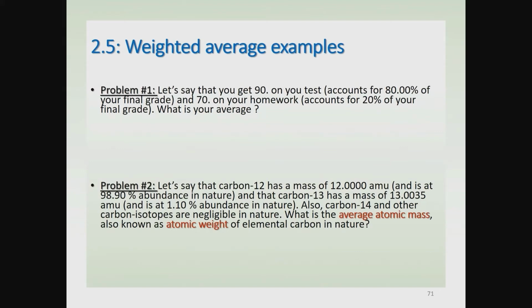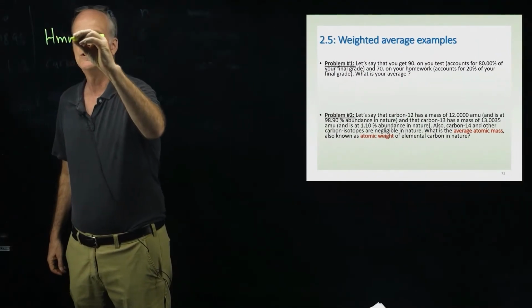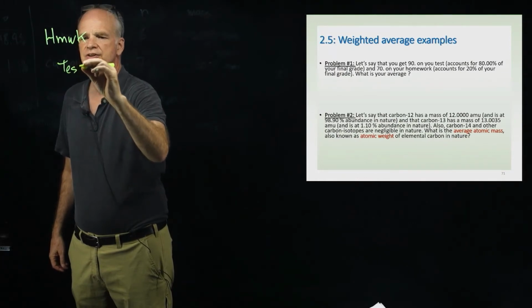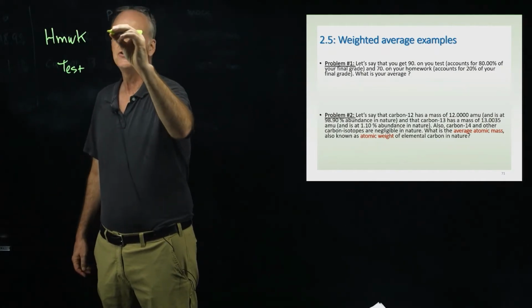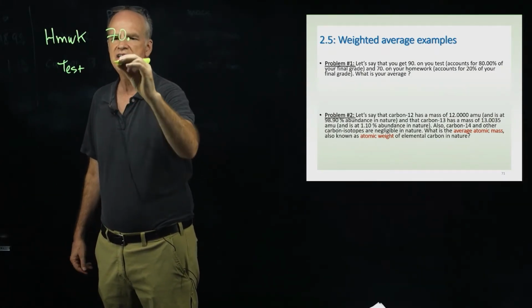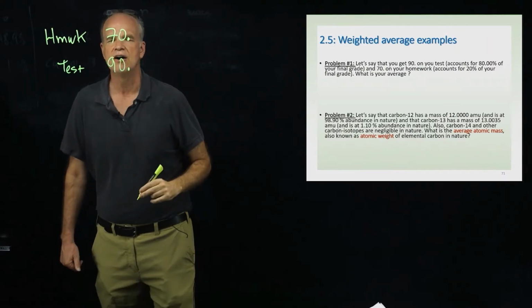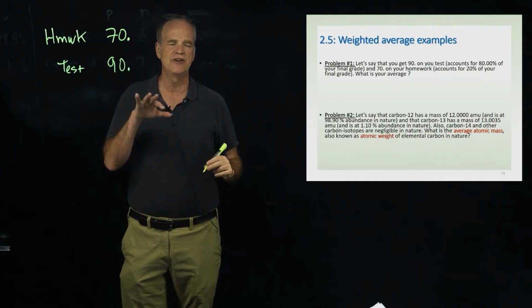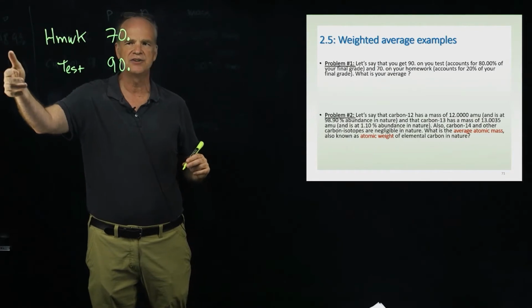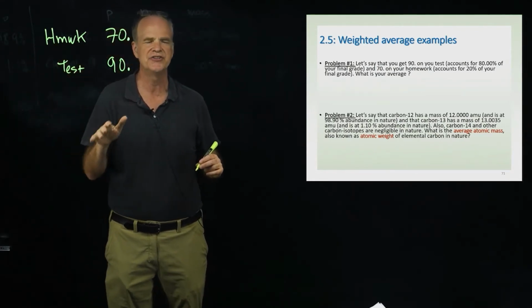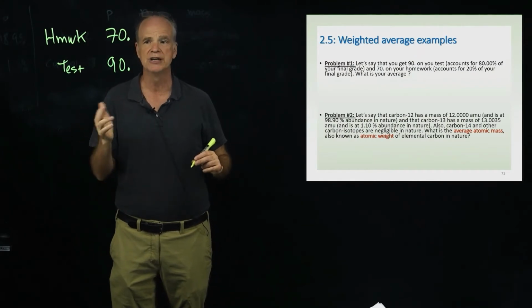Well, what you have to do is calculate a weighted average of the test grade and the homework grade. So let me show you how you would do this. Here on the screen we have homework and we have test. The homework grade is 70, and the test grade is 90. Now, if we average those two together and divide by 2, that would not be the correct answer, because the final grade is not calculated as 50% homework and 50% test. It's 20% homework and 80% test.